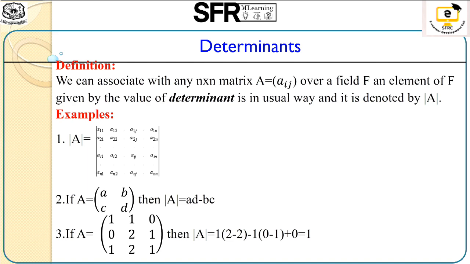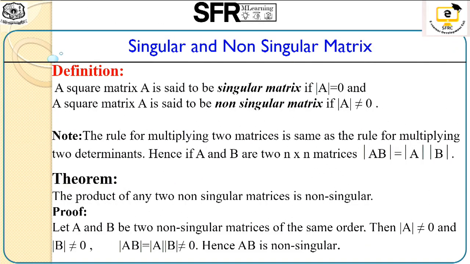Next, I want to give one small example for finding the determinant of A. That is, I am giving a matrix A, and I will show how we need to find the determinant as an example. Next, I want to define singular and non-singular matrix. It's a basic thing, but I want to mention it again. A square matrix A is said to be a singular matrix if the determinant of A is equal to 0. A square matrix A is said to be a non-singular matrix if determinant of A is not equal to 0.